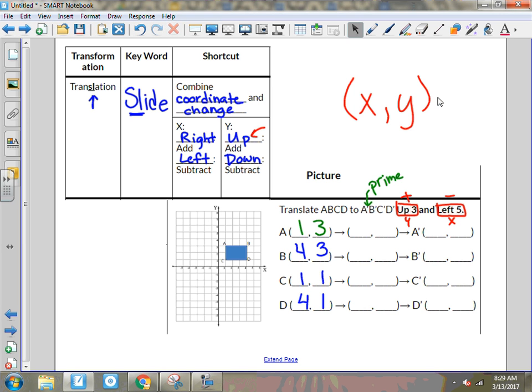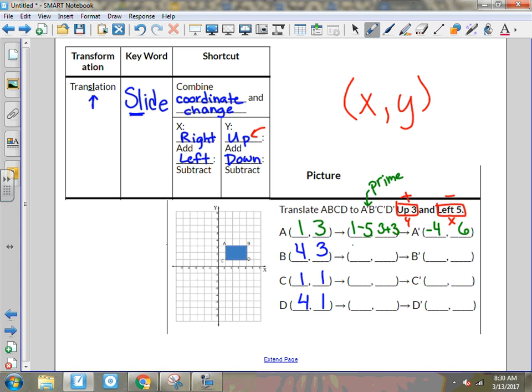So our x coordinate comes first. My x coordinate, I started out with 1. And then I need to subtract, because it says left 5. So 1 minus 5, I'm showing my work here. And that's going to give me an answer of negative 4. So A prime's x coordinate is negative 4. And then the y, I'm going to start out with 3 and add 3, because it says up 3. And that's going to be 6 for my y coordinate. So I'm going to just keep on going, filling that out.